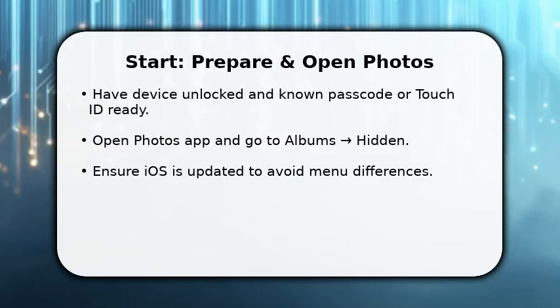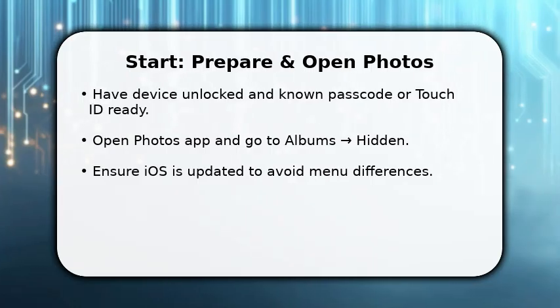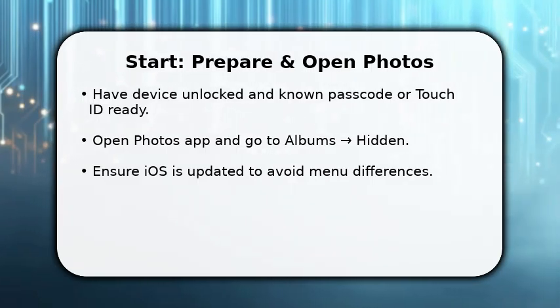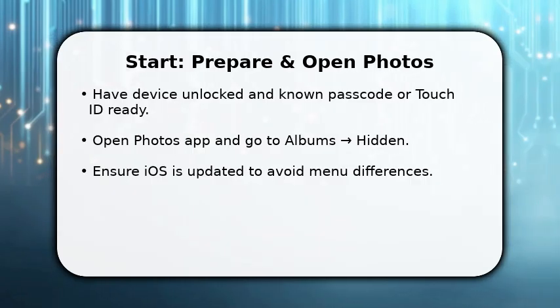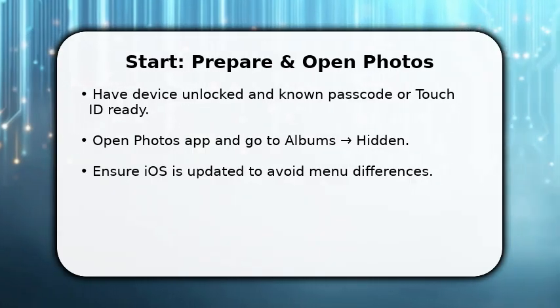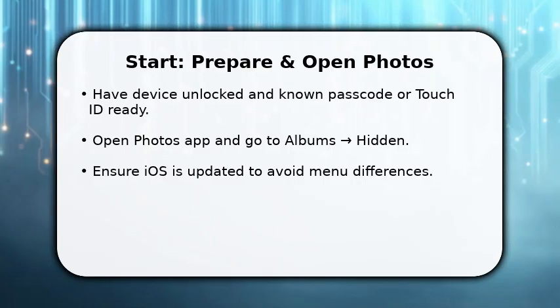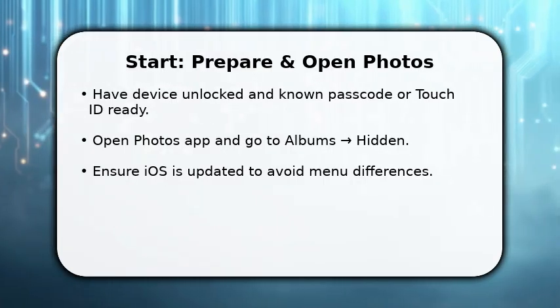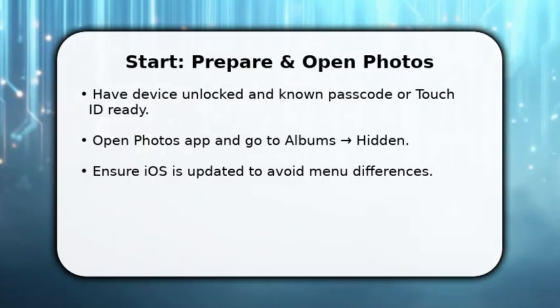You start with the essentials, unlock the device and make sure you know the passcode or can use Touch ID. Once done, open the Photos app and tap Albums, then find the Hidden album. This is where hidden items live. Make sure iOS is reasonably current so menus match these steps.